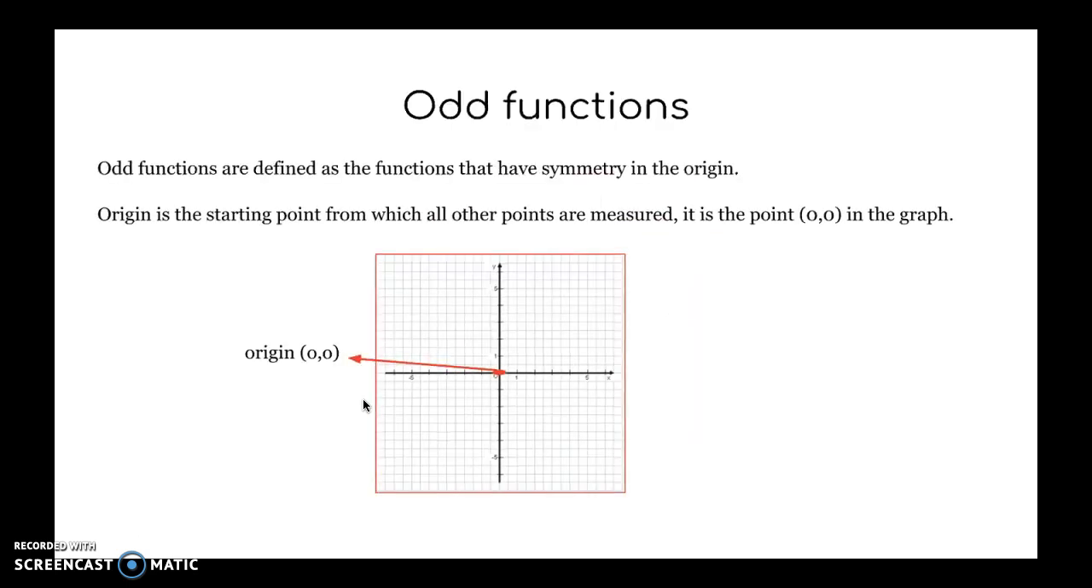Odd functions. Odd functions are defined as the functions that have symmetry in the origin. Origin is the starting point from which all other points are measured.